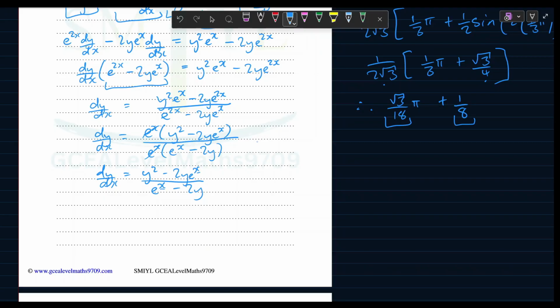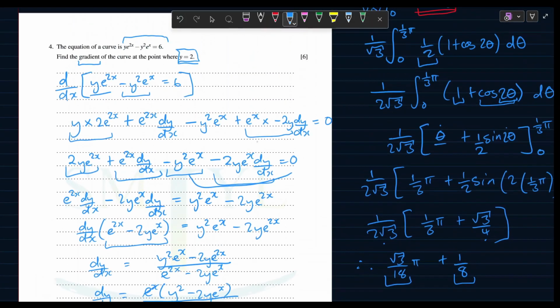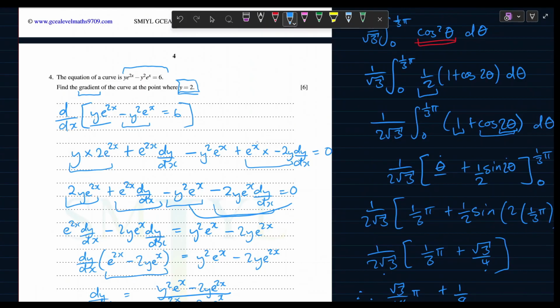So even if we substitute y with 2, we still need to figure out what x is when y is 2. To do that, we have to use our original function. We're going to substitute y with 2 into this equation so that we can figure out what x is when y is 2. So I'm going to do that in red here. Replace y with 2. So that's going to be 2e to the 2x minus y squared, so 2 squared, and that's e to the x equals 6.